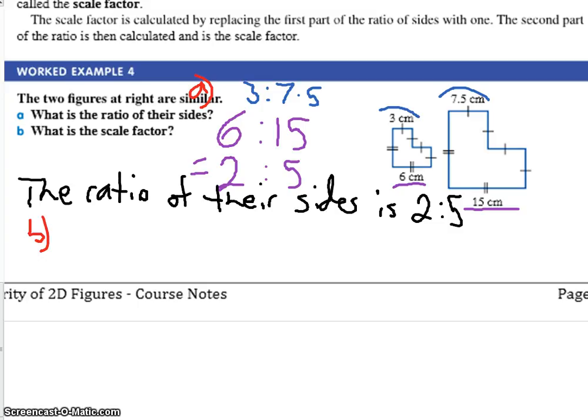Now we're about to answer question B. It should be "the ratio of their sides are," not "the ratio of their sides is." Oh, that's an interesting question. What do you reckon it should be? It should be are. Why? Because nobody says the ratio of their sides is 2 to 5. They just did. That's what it does say.